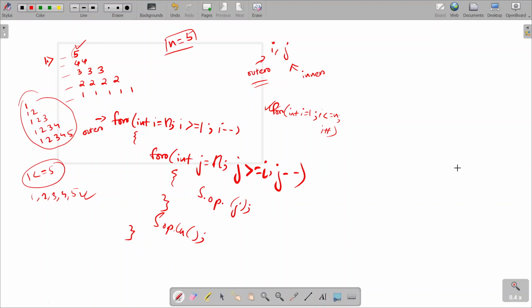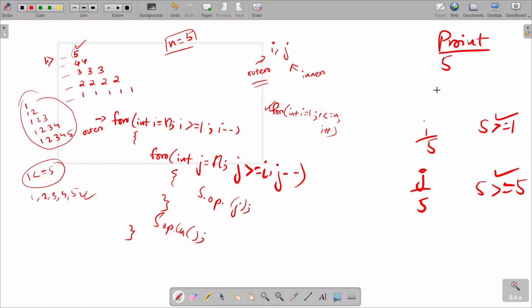We are very close to our solution. So I is initialized to 5, 5 greater than equal to 1. Yes, condition is getting satisfied. J is getting initialized to 5 again, and 5 greater than equal to 5. Yes, condition satisfied. Then we will print what? We will print J. So 5 is getting printed.